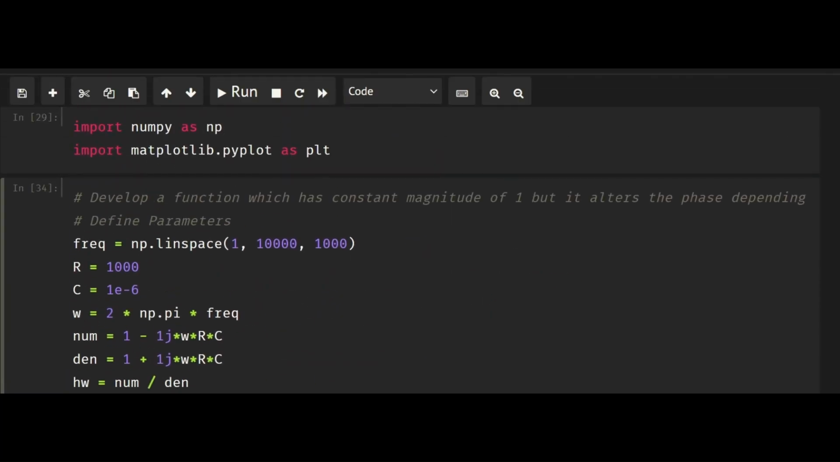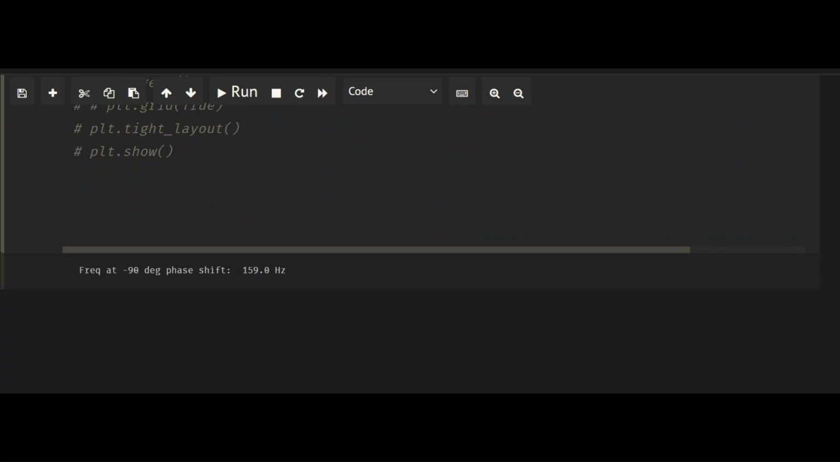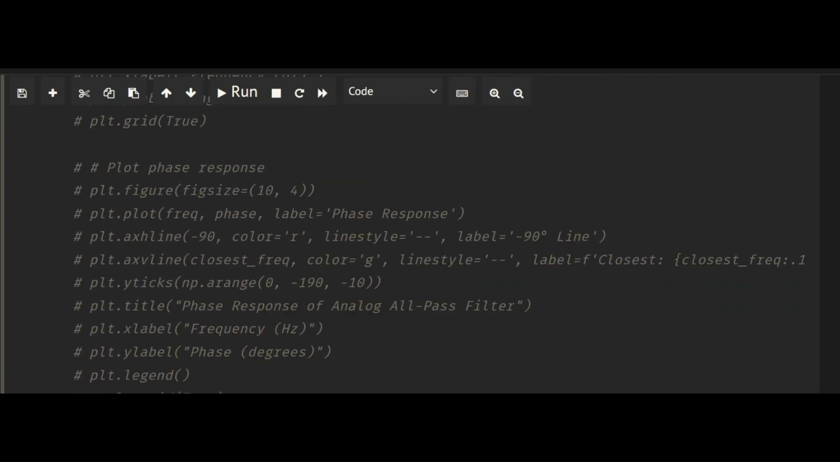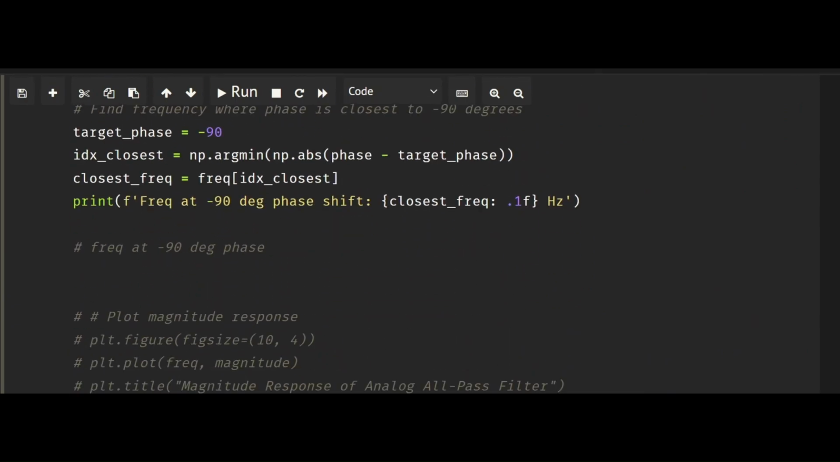Let me just increase the resolution. I want 10,000 points in my frequency axis so that I get a good resolution. Yeah, so it is 159 hertz. This is because I've increased the resolution in the frequency axis. So that's a very good conclusion.